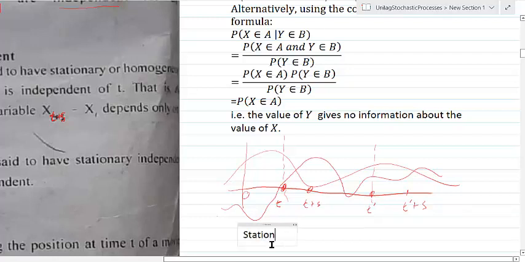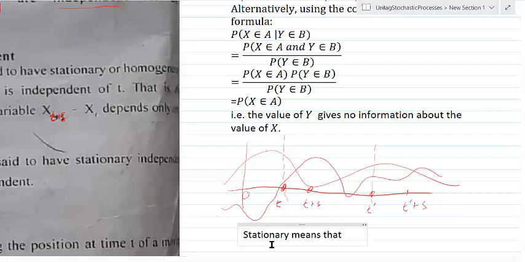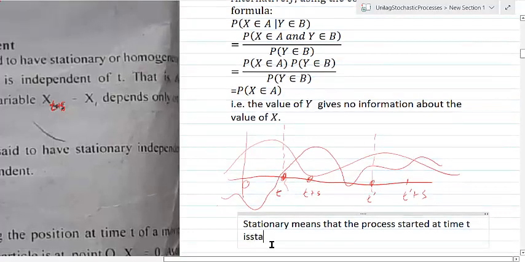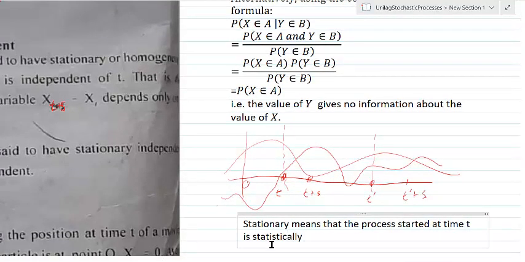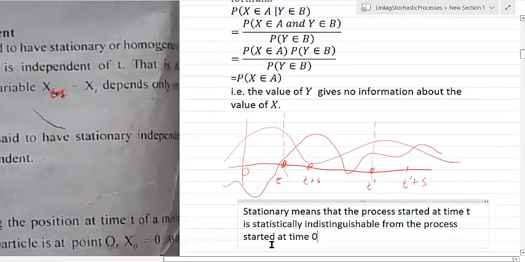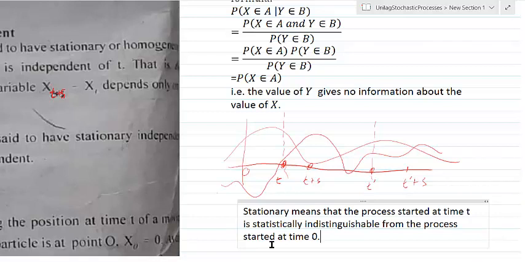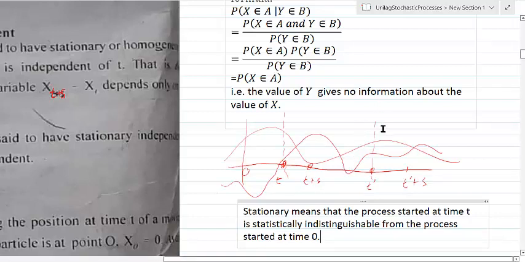You can say that stationary means that the process started at time t is statistically indistinguishable from the process started at time 0. Doesn't matter when you start the process, you're basically going to get the same result. If I say I'm going to start here at t prime, that's just like starting all over again at 0. I'll get the same sort of results.